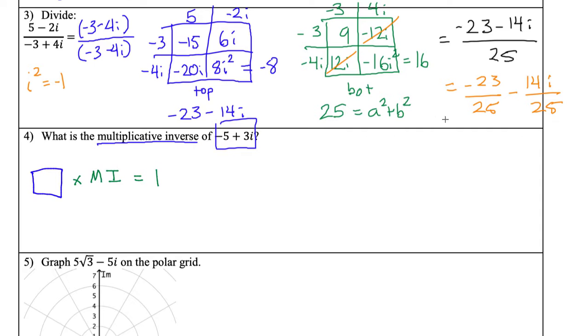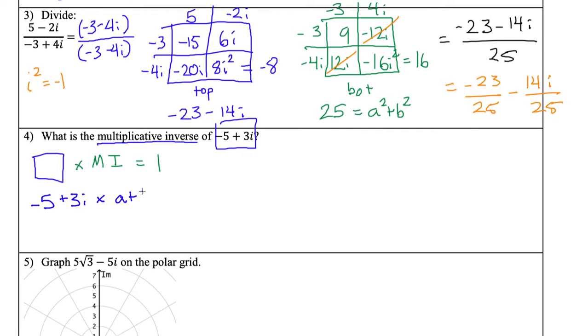So here we go. And let me move this up because I'm really bad at conserving space. We have to multiply something by -5 plus 3i to get 1. -5 plus 3i. I need to now multiply that by some unknown number. So I'm just going to say multiply by a plus bi, and I should get 1.